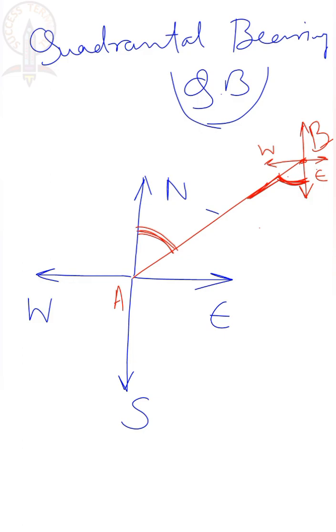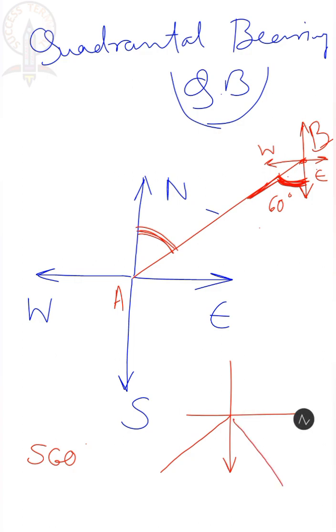See, here the angle is, say, 60 degree. You are talking about a bearing, that is south 60 degree. Now how can we draw the line? This is our south line, 60 degree. Wait, this is not only 60 degree, this may be 60 degree also. Therefore this angle may be 60 degree.